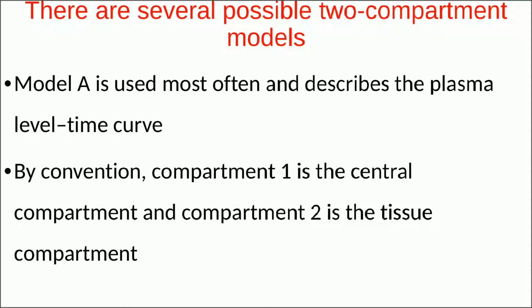Now there are several possible two compartment models. Model A is used most often and describes the plasma level time curve. By convention, compartment 1 is the central compartment and compartment 2 is the tissue compartment.